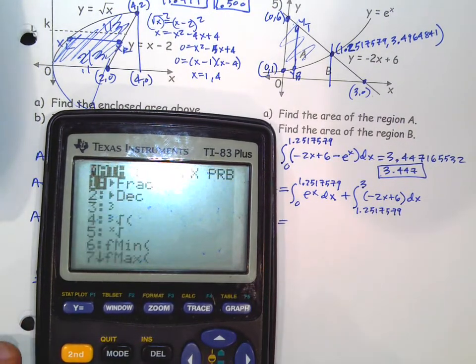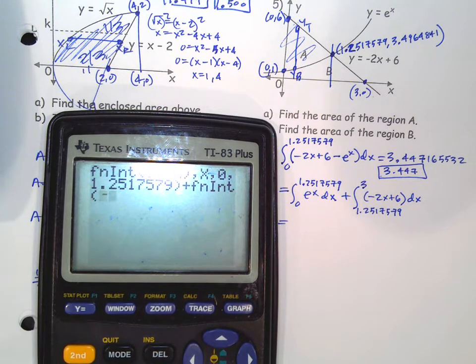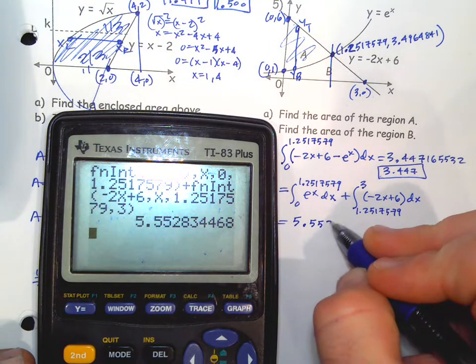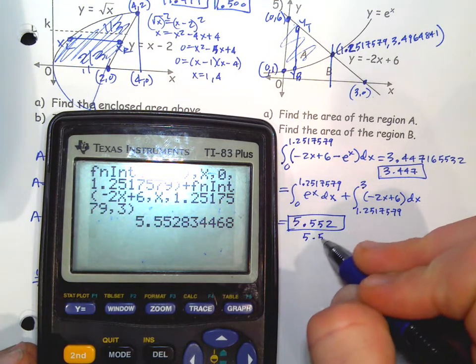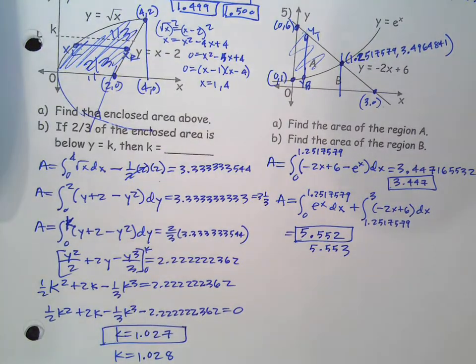So we're going to do math 9, e to the x, comma, x, comma, 0, comma, 1.2517579 plus math 9, -2x plus 6, comma, x, comma, 1.2517579, comma, 3. And that would be 5.552 or 5.553 if you want to round. So there you go. Should be good at finding area.